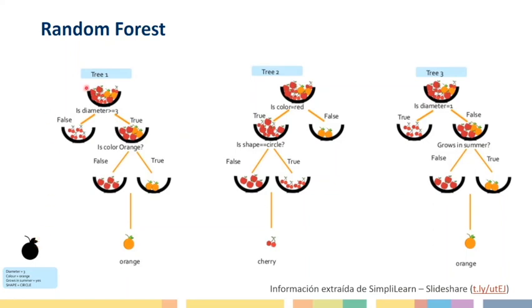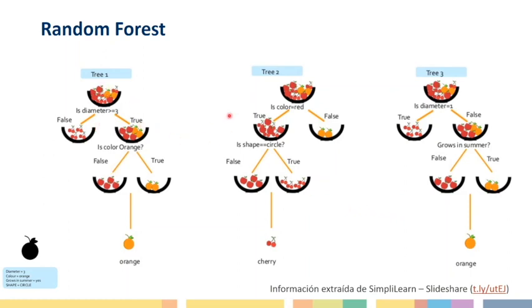The information that we have from the new observation is going to be reviewed by each one of the trees, and the idea is to see what's the classification that each one throws. So we can see what was defined by the experts in each one. For example, here it suggested that it was an orange, here that it was a cherry, and here that it was an orange. So in the end, due to the majority, this model is going to classify this fruit as an orange.